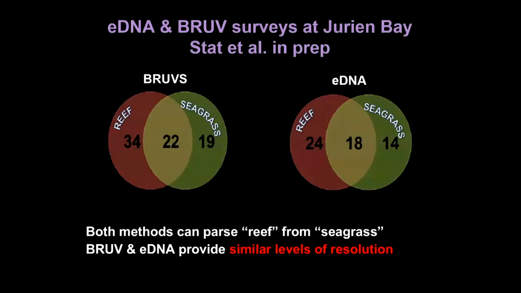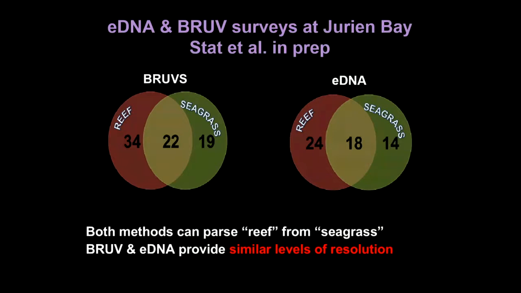And essentially what we found is that both methods are able to tell reef from seagrass signatures based on the fishes that they were picking up. So you'll notice that for the BRUVs, essentially there was a bunch of fish species that were only found on the reef, a bunch that were only found on the seagrass, and some that were found on both.